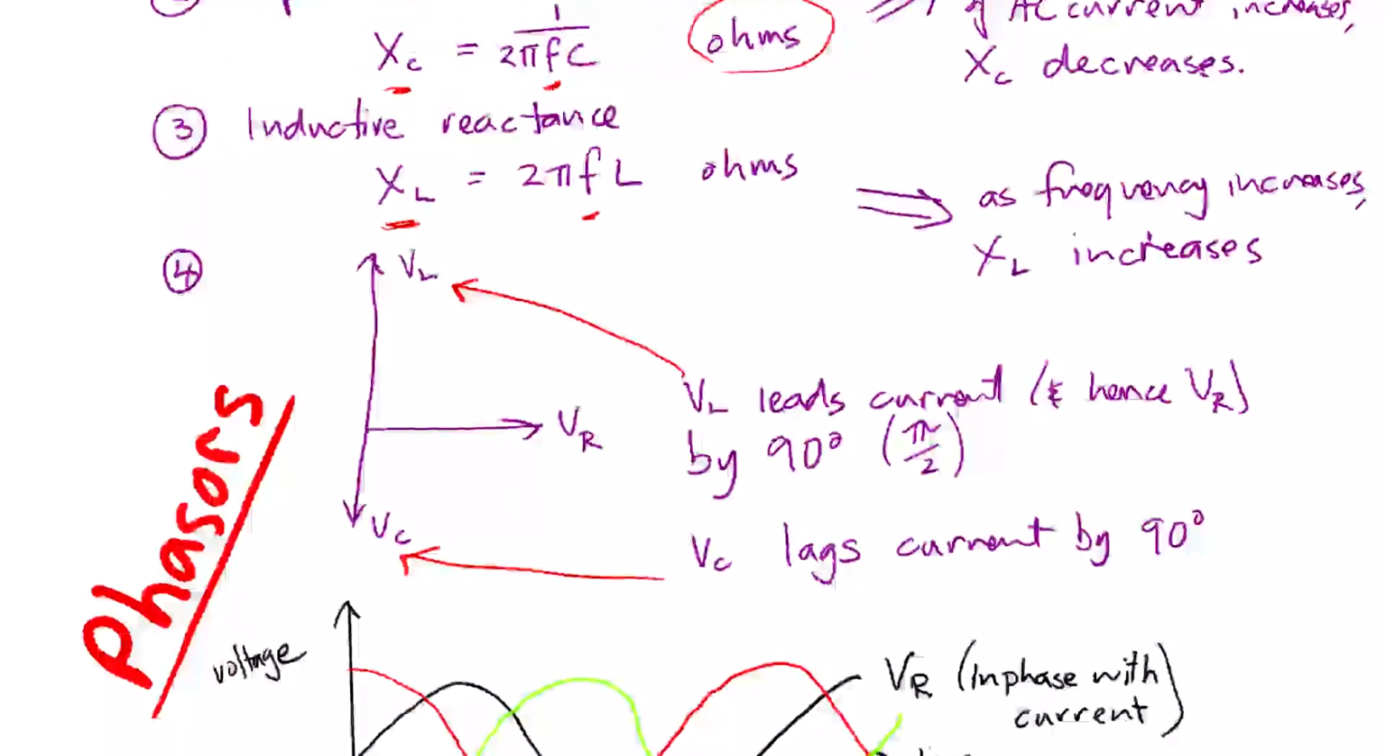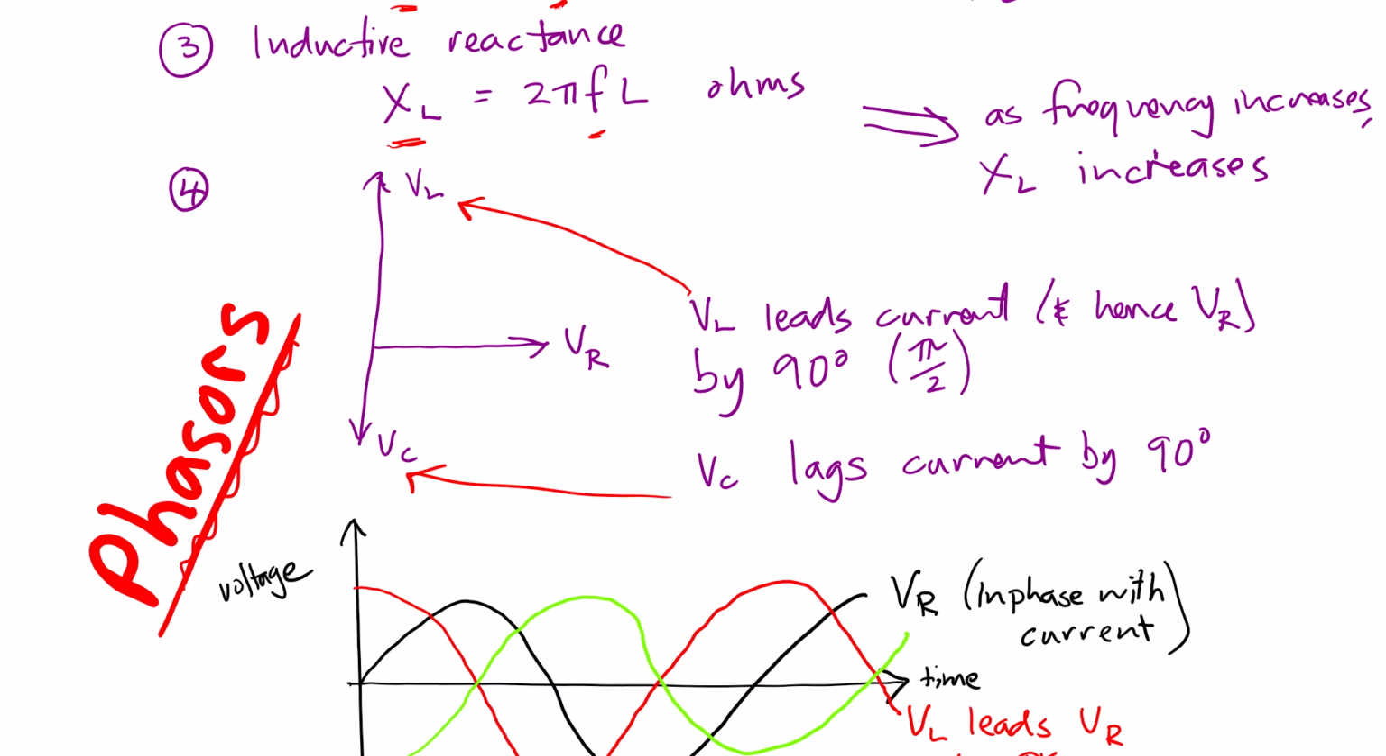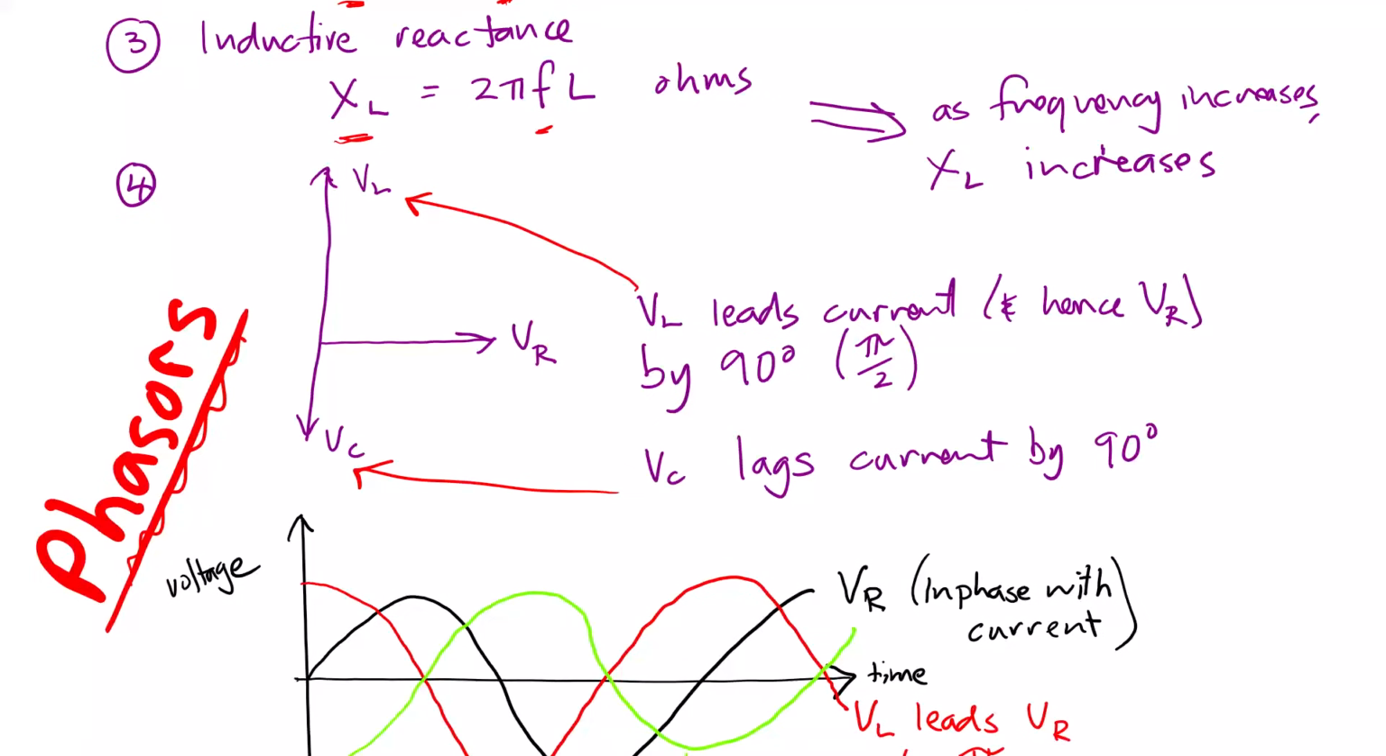And the last couple of things to look at: here are our phasor diagrams, where we can see that the voltage in the inductor leads the voltage in the resistor by 90 degrees, pi upon 2, and the voltage across the capacitor lags behind the voltage in the resistor by 90 degrees. And remember that the voltage across the resistor is in phase with the current.